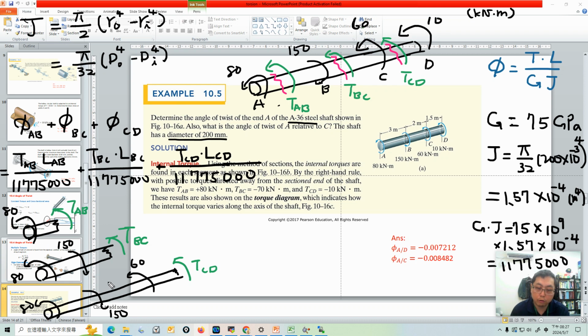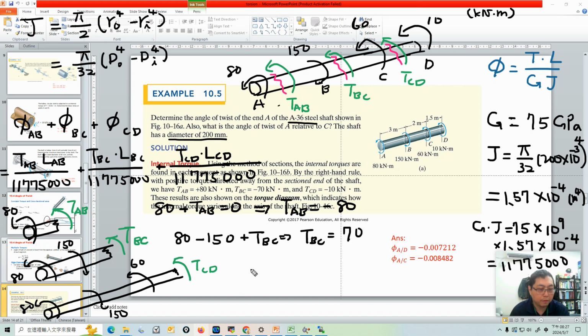Let's do the rigid body equilibrium of each section. Here it's counterclockwise, so it's 80 plus TAB equal to 0. So TAB is actually minus 80. And here it is 80 minus 150 plus TBC equal to 0. So what's TBC? TBC is 70, right? Sorry, I wrote that too fast.